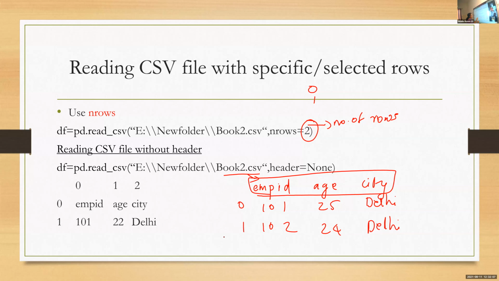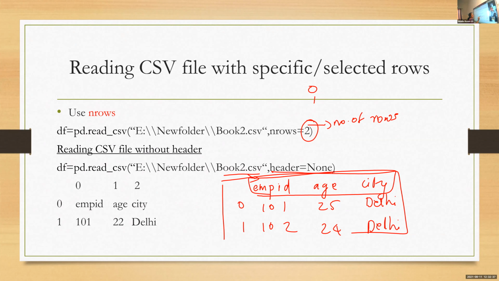Book2.csv, the actual content is this. This is the actual content with EMPID column heading, age column heading, city heading. Then I want to display the CSV file without header, meaning I want to display a file without these EMPID, age, city headings. For that, I am using the statement header equal to none.